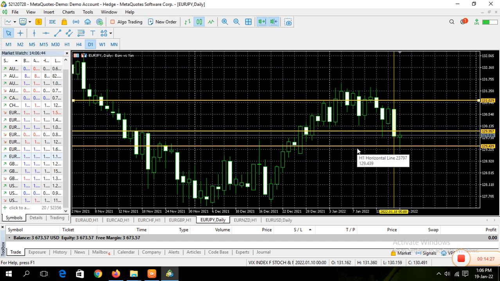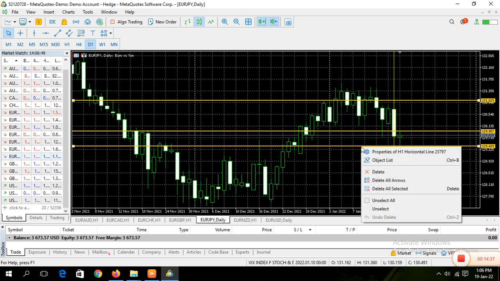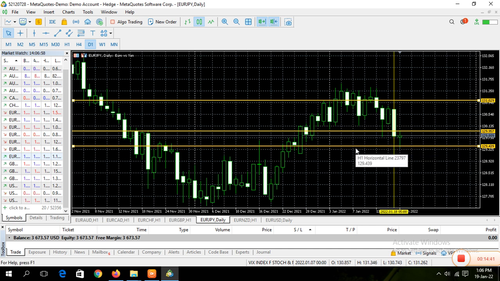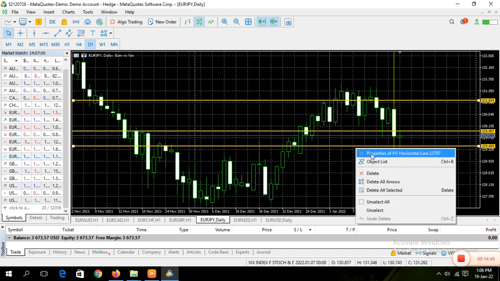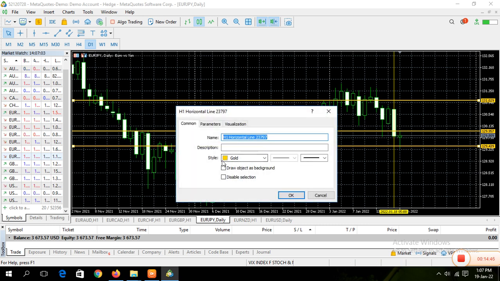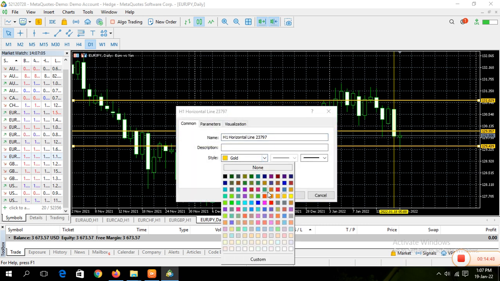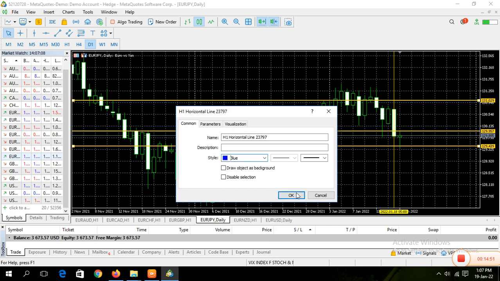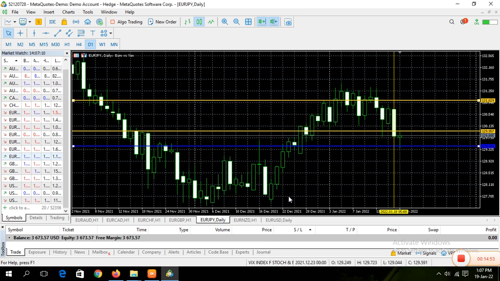So we start from there and we look at what happened. Most times, for better understanding, I change the color of my support. This is how to change the color: you select, right click, click properties, come to style, and change to blue, so that when you are doing backtesting, you will know the color and it will not mix up with other ones. And I don't take too many lines.